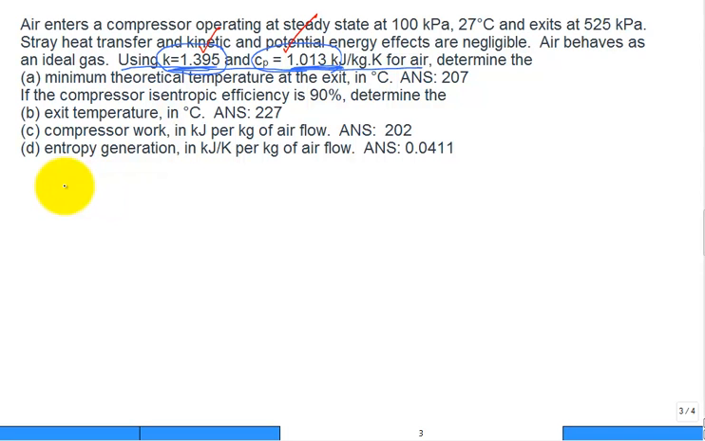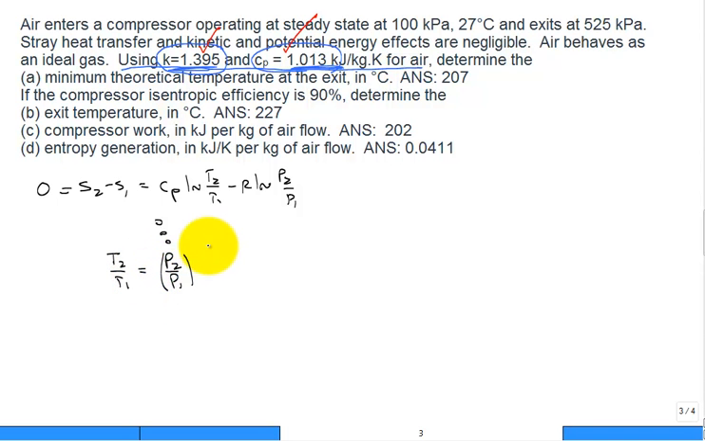But when you have the S2 minus S1 and you're using constant specific heats, it's C sub P natural log of T2 over T1 minus R natural log of P2 over P1, and the textbook goes through a few steps. Let's say it's isentropic, and there's a few steps where you're doing algebra and rearranging, and you find that you can write T2 over T1 is equal to P2 over P1 raised to the power K minus 1 over K. And you say, where did that equation come from? Where is that in our textbook?